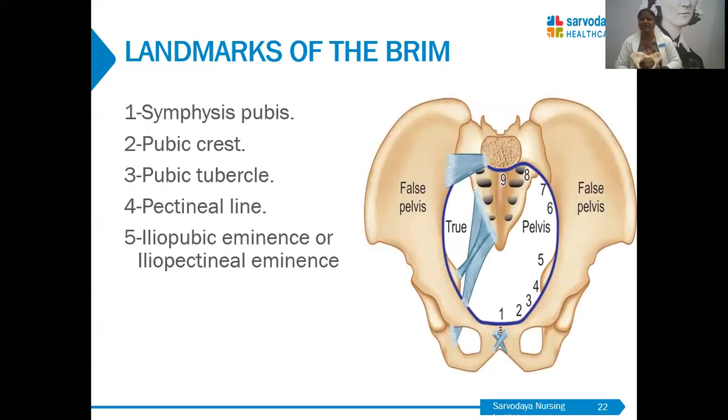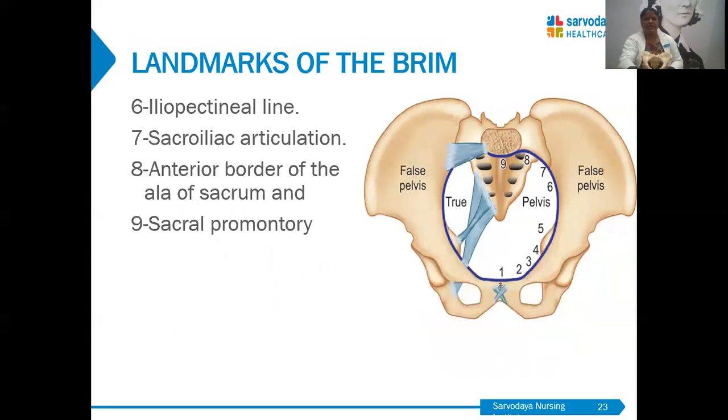Landmarks of the brim. What are the landmarks of the inlet or brim? The first one is the symphysis pubis joint. Second, the pubic crest, pubic tubercle, pectineal line, and iliopubic or iliopectineal eminence. The next one, the iliopectineal line, sacroiliac joint or anterior border of the sacrum. This is the wings or ala. Then the sacral promontory.